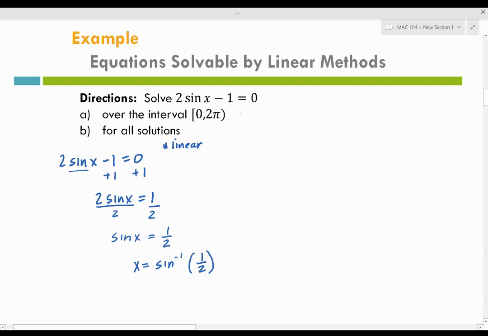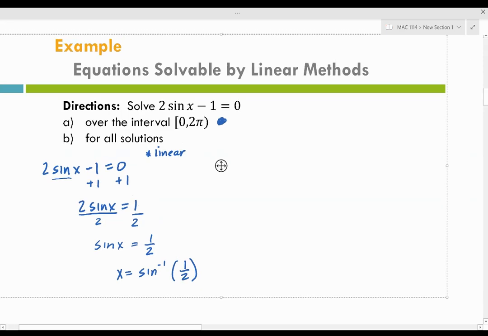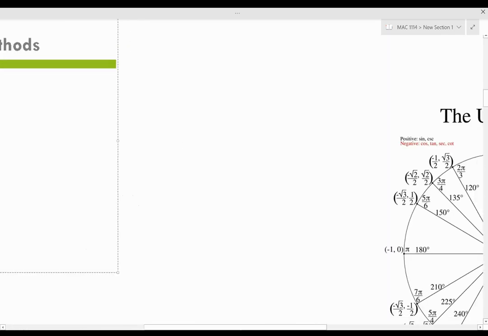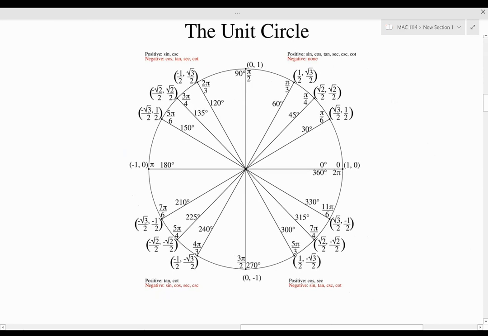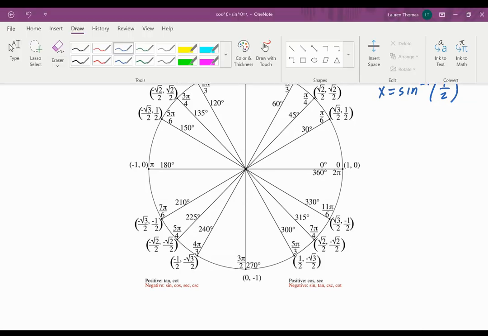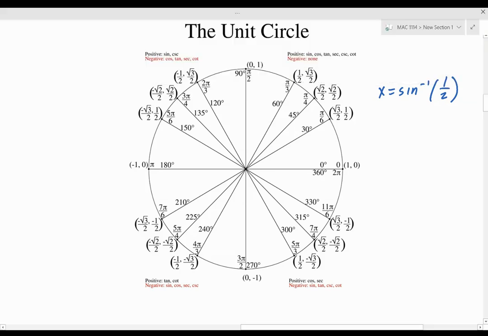And they already told us up here that we are interested in the interval from 0 to 2 pi, okay? So what I've done is I've brought over our unit circle. All right, and we are interested in this. X equals sine inverse of 1/2. So we are interested in which angles on this unit circle have a sine value of 1/2. So let me change our color. Okay, so our sine value, remember, is our y value. So as I'm looking at this unit circle from 0 to 2 pi, I'm looking at the angles that have a y value of 1/2.